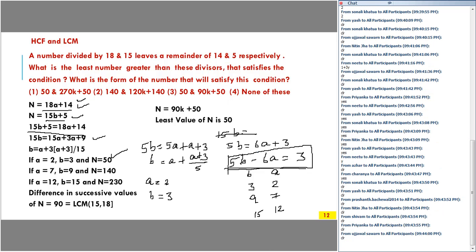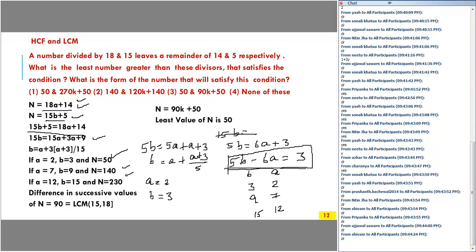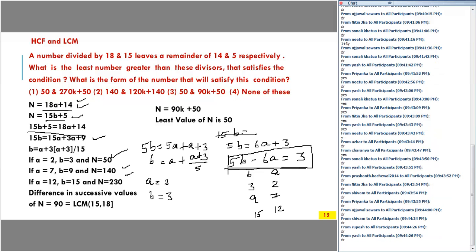So it increases by 140, 230. So every time it's increasing by 90, which is the LCM of 18 and 15. Are we clear? It's the LCM of 15 and 18. Therefore, the answer is 90k plus 50, and the least value is 50. How many are clear with the solution now? Shall we go to the next one?